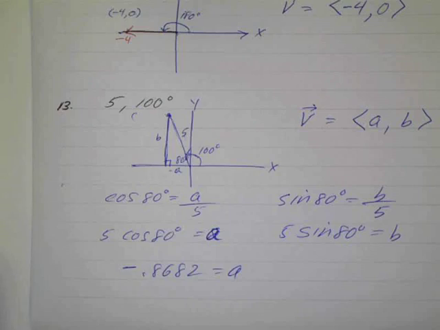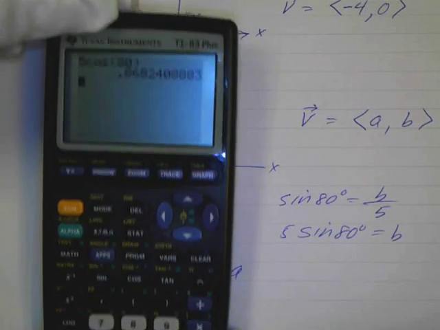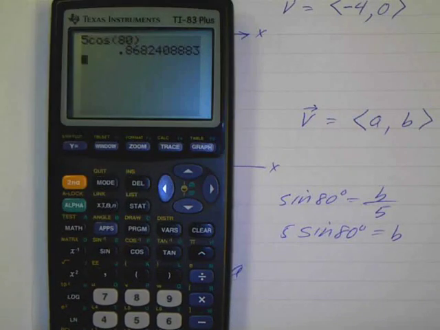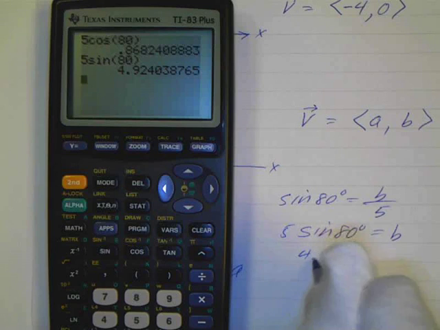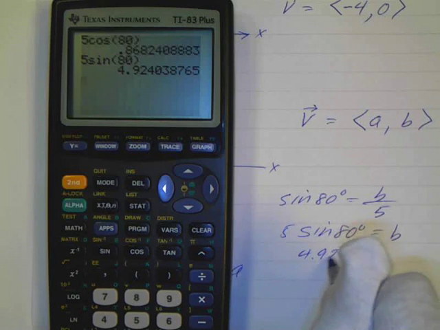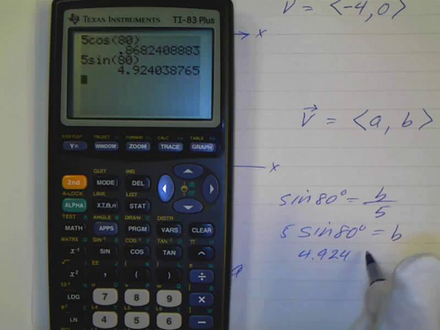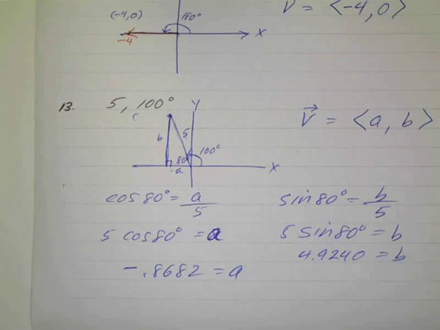So we put that in our calculator. We've still got the mode in degrees. I'm going to change that back afterwards because we're not going to usually work in degrees. And that's 4.9240. And that equals B, and that's positive because that's going up.